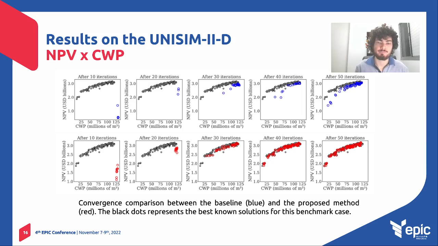In this chart, I show the convergence process after groups of iterations, and we compare the baseline algorithm, the blue dots, and our proposed method, the red dots. The idea is to reach the black dots here, which are the best known solutions for this benchmark case. So when we compare the baseline and our proposition, we can see that our proposition reaches the frontier of our reference set, the best known solutions, and also contains more non-dominated strategies.